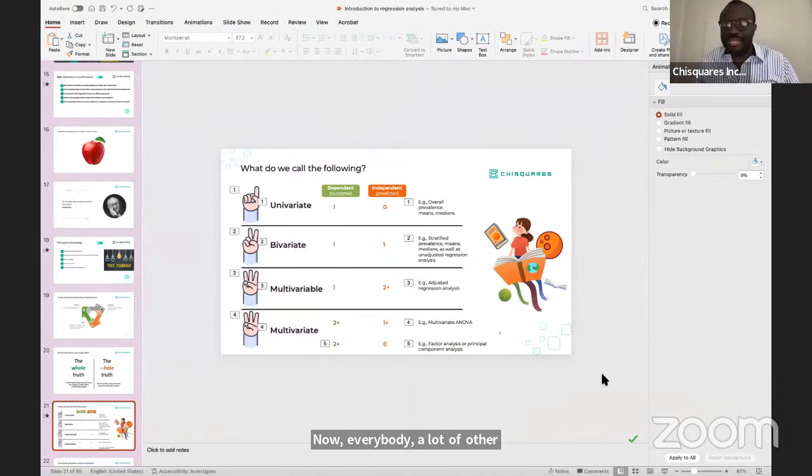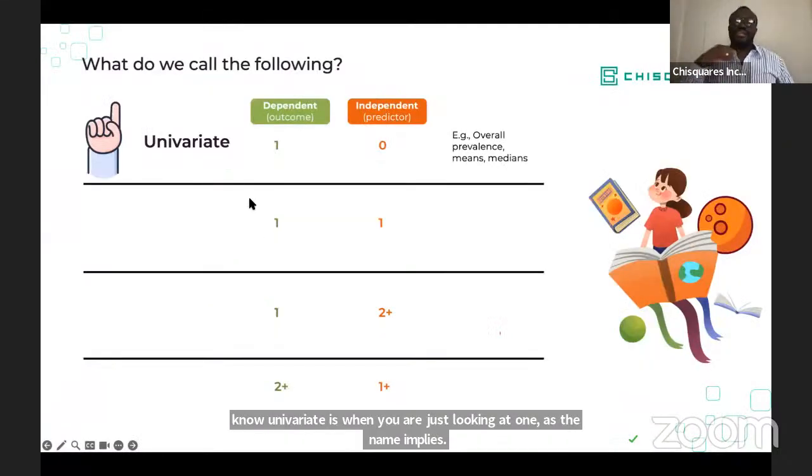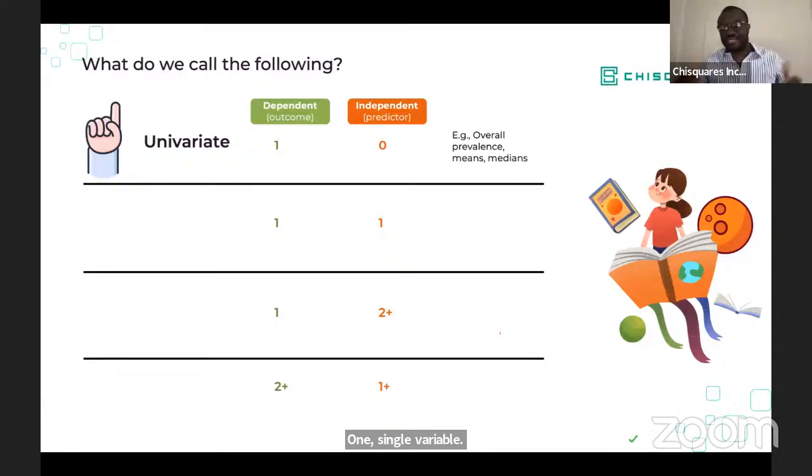In this paper there are a lot of other things that are not right in terms of the statistical approach. What we just saw is not univariate; that is bivariate. Univariate is when you are looking at one single variable, for example overall means, prevalence, or medians in the overall population. It is impossible to have a univariate analysis with p-values, because a p-value means you're comparing two things. Once p-values enter the picture, it's at least bivariate or multivariable. So please don't make that mistake. Uni means one.